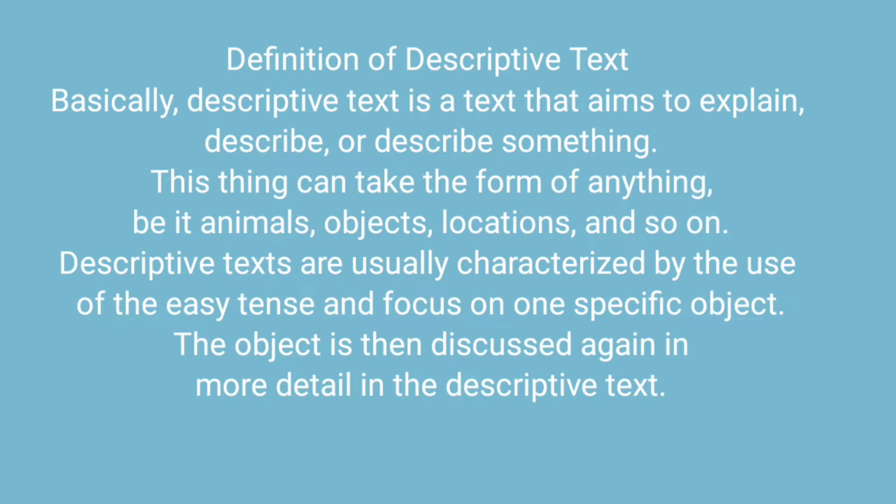Definition of descriptive text. Basically, descriptive text is a text that aims to explain or describe something. This thing can take the form of anything, be it animals, objects, locations, and so on. Descriptive texts are usually characterized by the use of simple present tense and a focus on one specific object. The object is then discussed in more detail in the descriptive text.